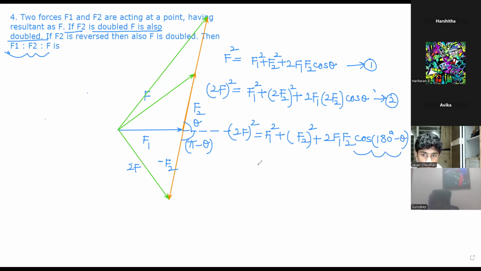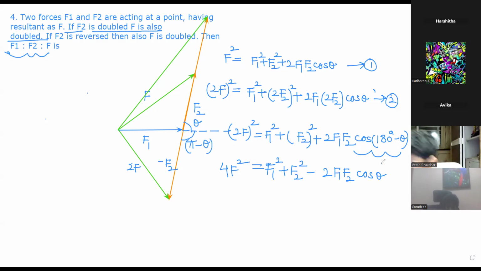This equation will be f1 square plus f2 square. Cos 180 minus theta is minus cos theta. Yesterday we saw this. Yes or no? We learned about this in the yesterday session. Yes. Right? So this is 4f square. This is 3a. It is derived from the third equation only.